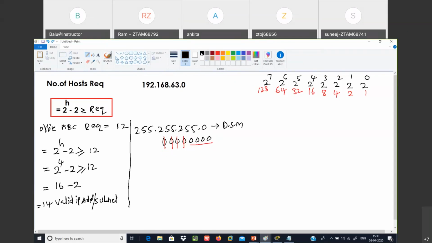Now let's see the customized subnet mask: 255.255.255 dot, then 128 plus 64 plus 32 plus 16. The total is 240, which is the customized subnet mask, CSM. So that was step 1, this is step 2, and what will be step 3, guys? What do we need to calculate now?